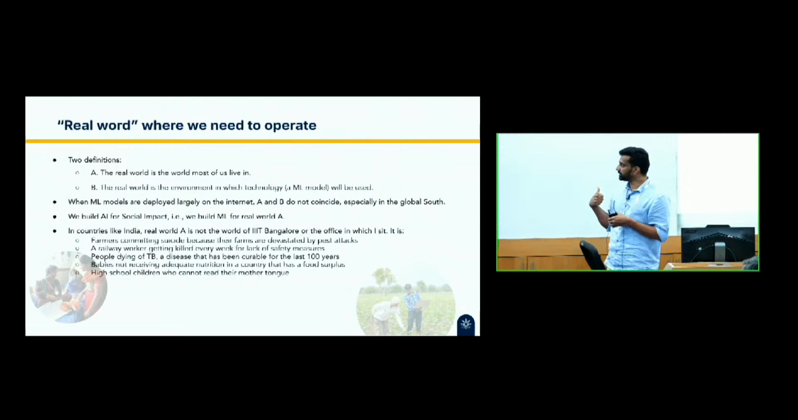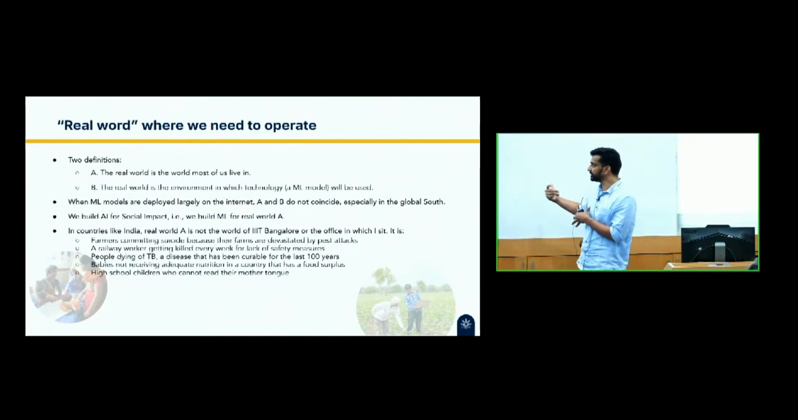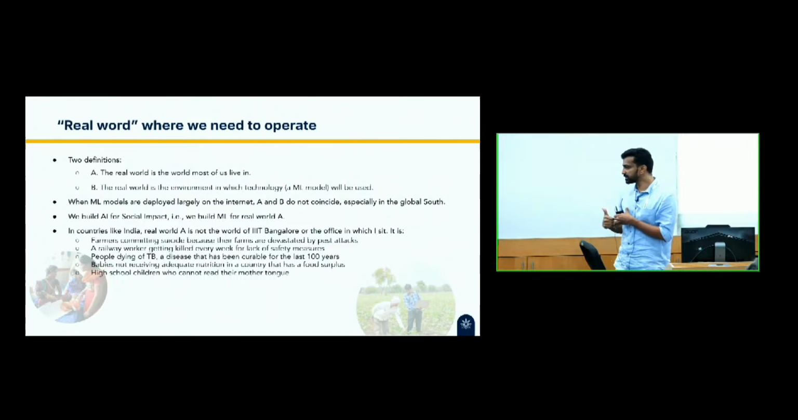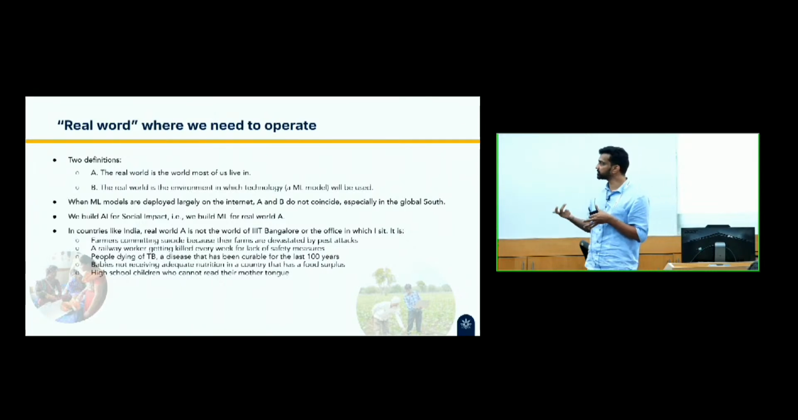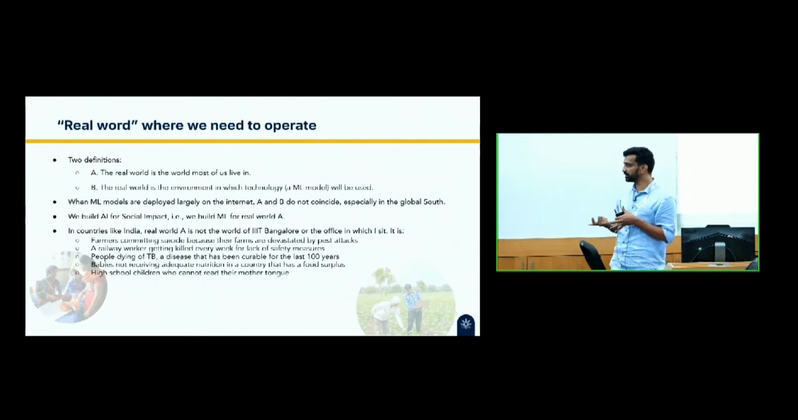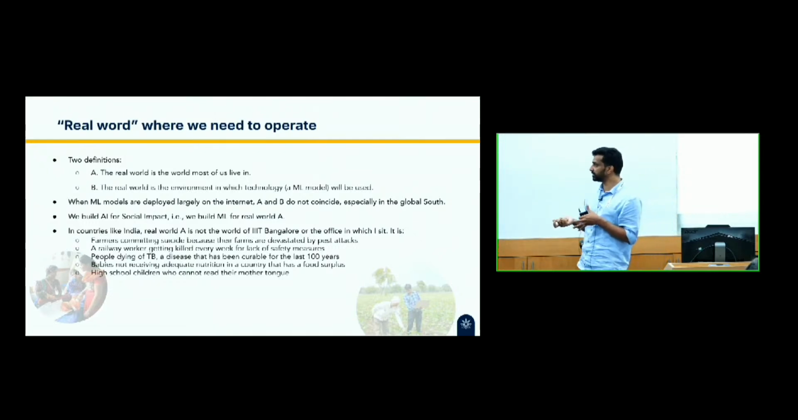And also the real world for you or me, for most of us in this room, is entirely different from the real world where Vadhvani AI needs to operate. For example, in the Indian context, the real world where Vadhvani AI needs to operate is the place where at least one farmer commits suicide every hour. At least one railway worker gets killed, not by accident, but because of lack of safety measures.